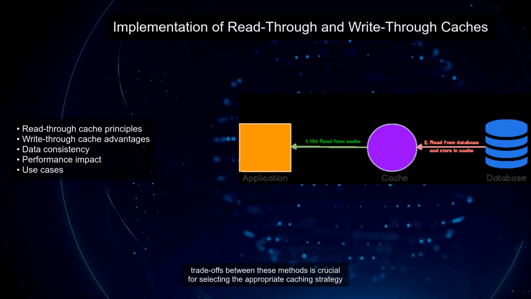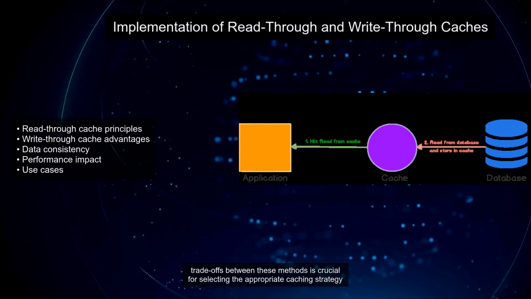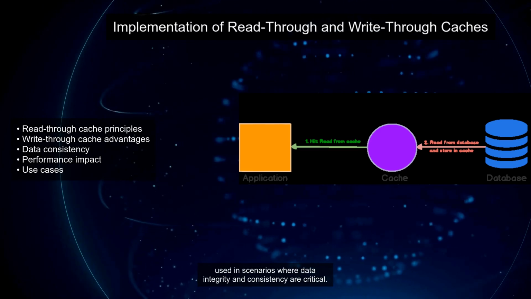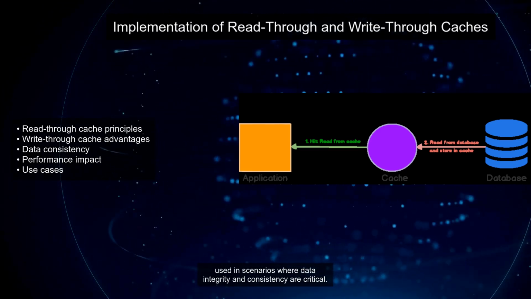Understanding the trade-offs between these methods is crucial for selecting the appropriate caching strategy based on specific system requirements and performance goals. These techniques are commonly used in scenarios where data integrity and consistency are critical.